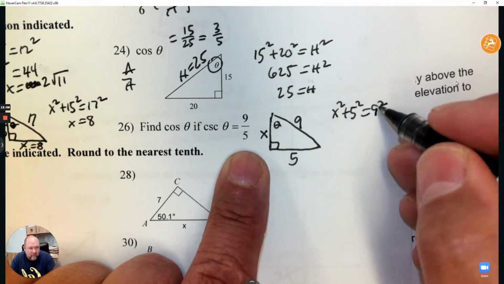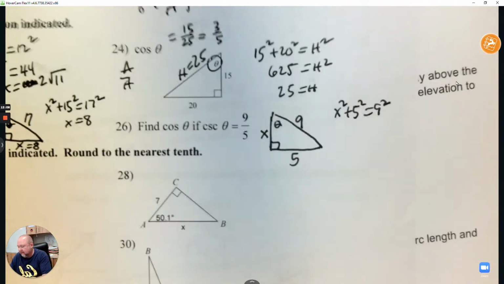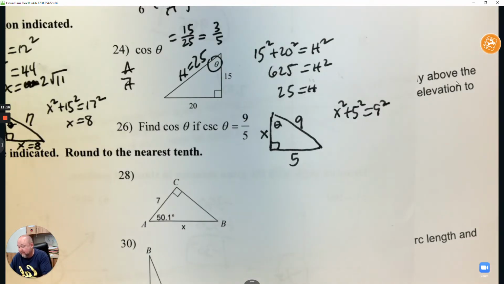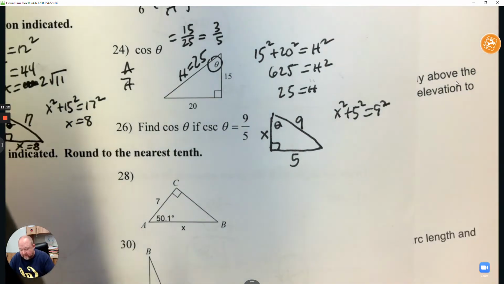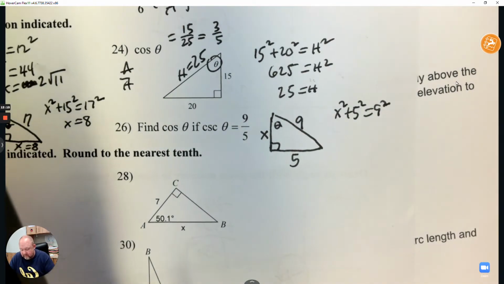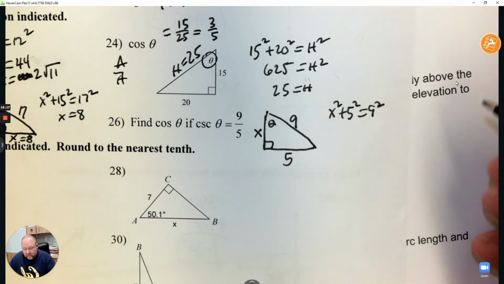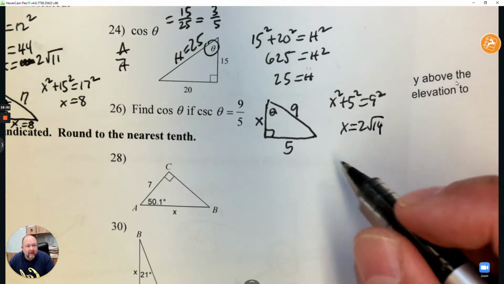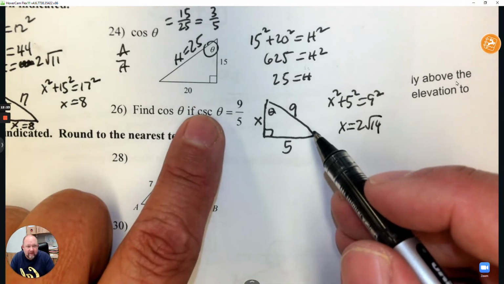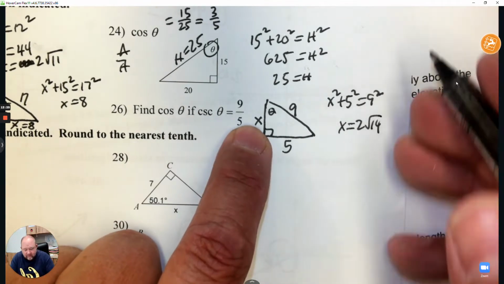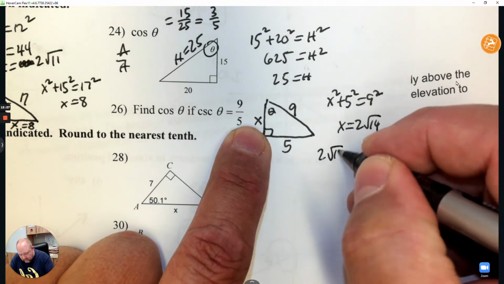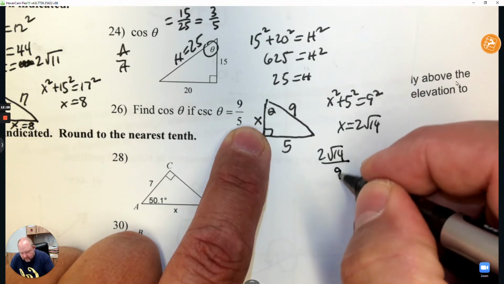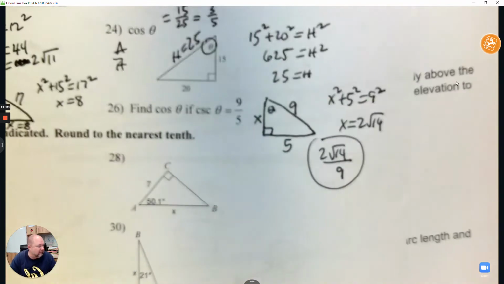So this is 81 take away 25. I'm going to use my calculator. 81 take away 25. That's 56. And then the square root of 56. So I get 2 root 14 as the missing side. And then cosecant, I'm looking for cosine, which is adjacent, which is 2 root 14, over the hypotenuse, which is 9. And there's your answer.